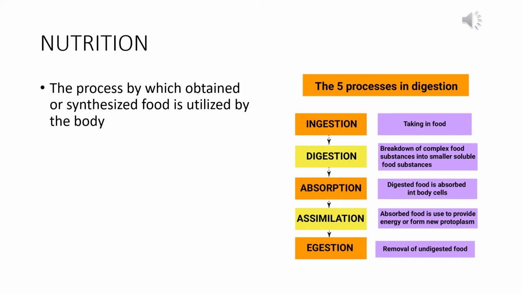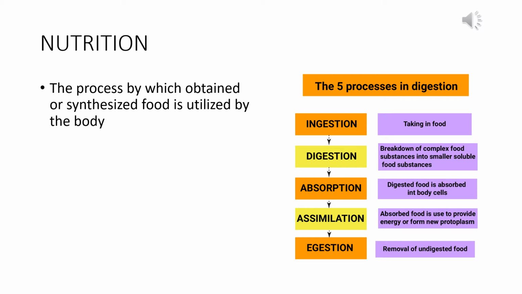The third step is called absorption, and absorption means that the digested food needs to get absorbed by the blood so that it can reach every cell of our body, because blood is the only thing that can reach every cell of our body. So the digested food needs to be absorbed by the blood so that it can reach the different cells of our body. The fourth step is called assimilation.